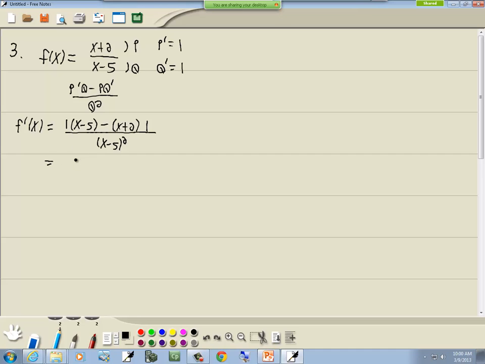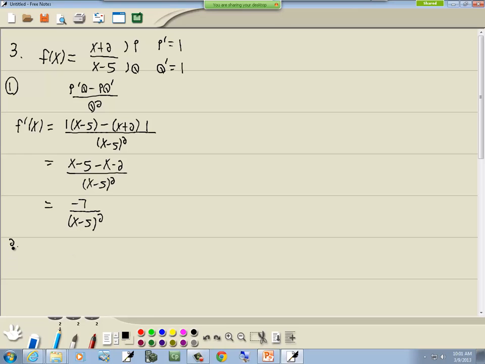Those ones really don't do anything, so I can drop those. So we got x minus 5. This is step 1, by the way. Now here, this 1 drops away, but the negative in front of our parentheses flips the sign of everything inside. So this becomes a negative x minus 2 all over x minus 5 squared. Well, x minus x drops away. Negative 5, negative 2 is negative 7 over x minus 5 squared.